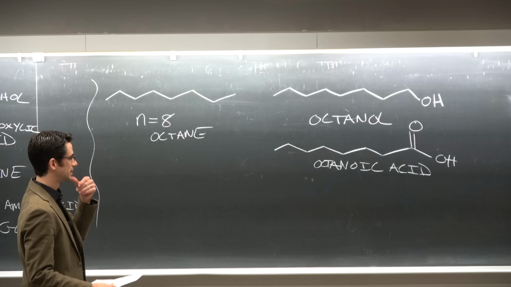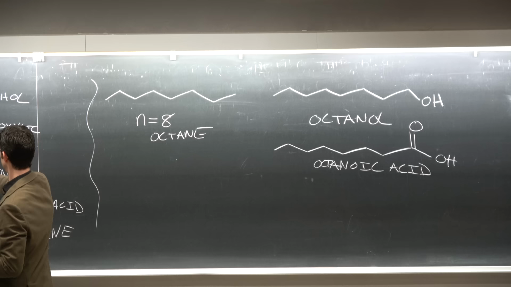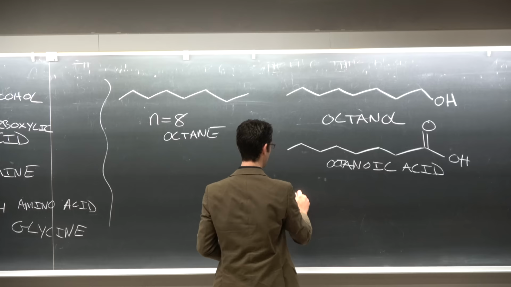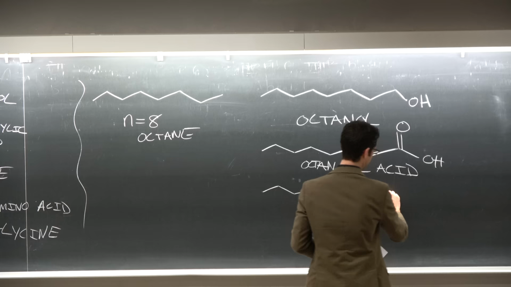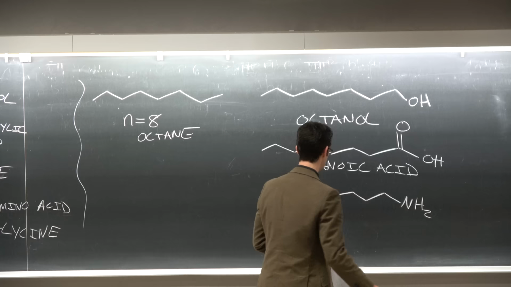How about if we want an amine? Same thing as octanol, go 1, 2, 3, 4, 5, 6, 7, 8. And then this is the eighth carbon atom, and the next atom is the nitrogen. So this is amino octane.